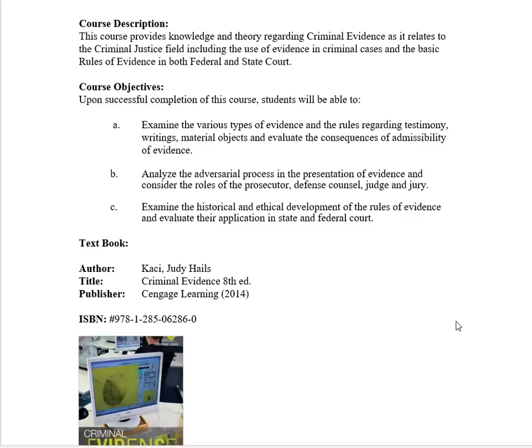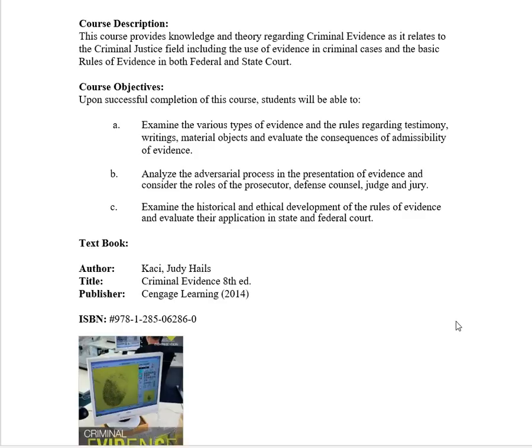So, we're going to look at these various types of evidence, and we're going to evaluate the admissibility of them, or in some cases, the consequences of inadmissibility. If we can't get something into evidence, then can we keep going with our case, or does the case just go away because now we don't have it? And then we're also going to analyze the adversarial process in the presentation of evidence and court cases.